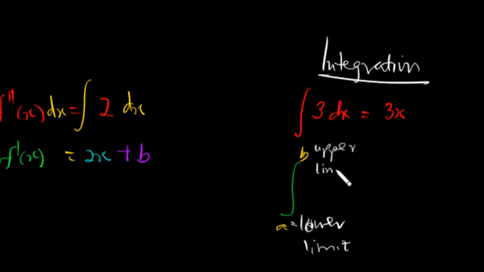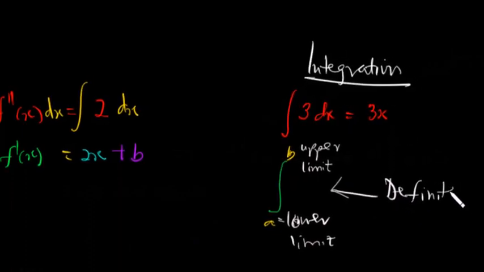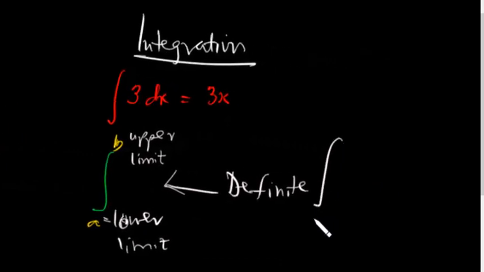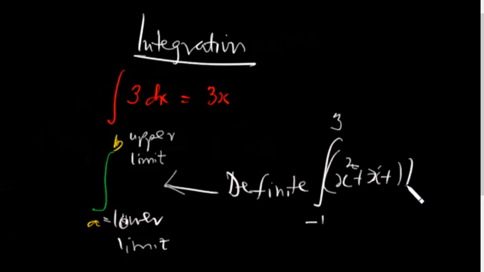Now when we have values here, we call this form of integration definite. We call it definite integration because we know the limits. We know where we have to integrate from, that is from a to b. For instance, you can have the integral from negative 1 to 3 of x squared plus x plus 1 with respect to x. This is a definite integral because we have the limits of integration here. It starts from negative 1 up to positive 3. So there is the lower limit and the upper limit.